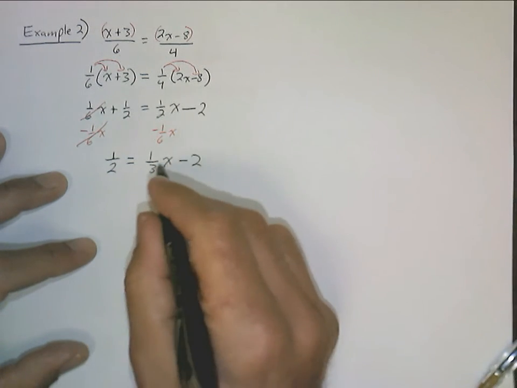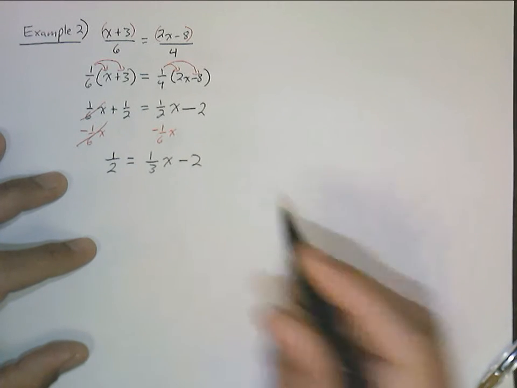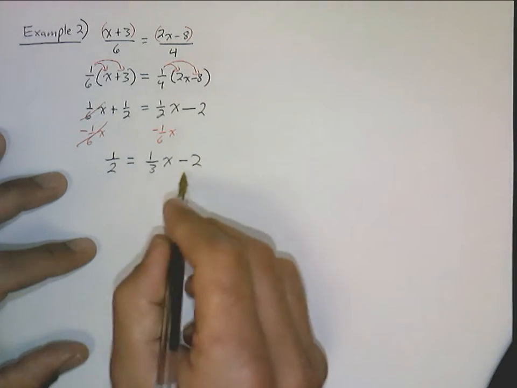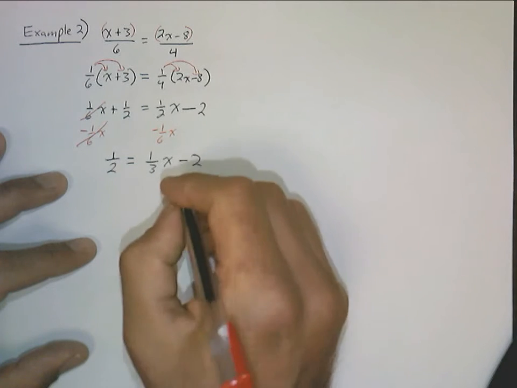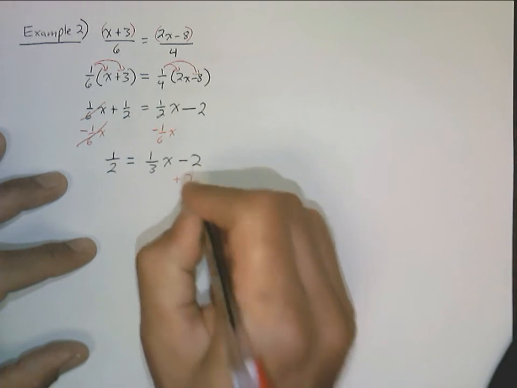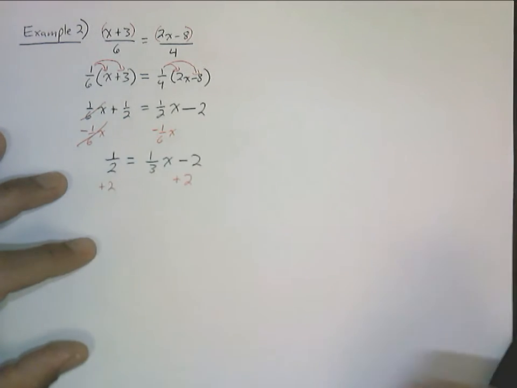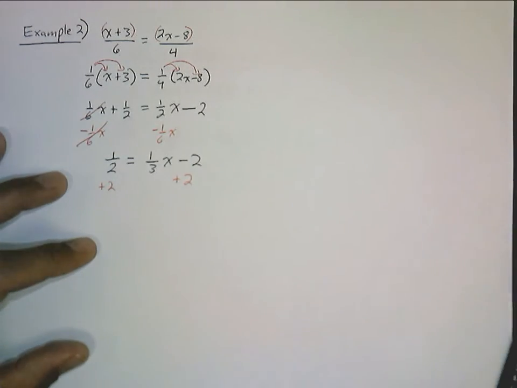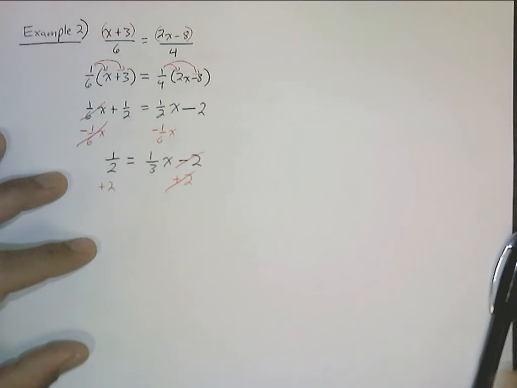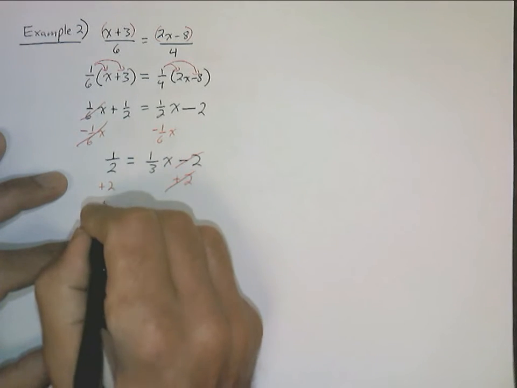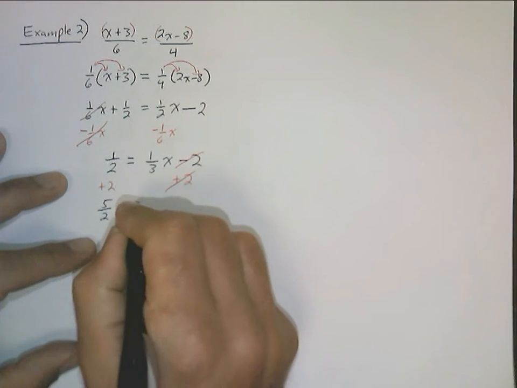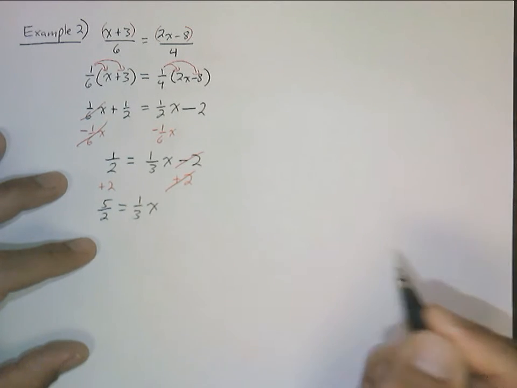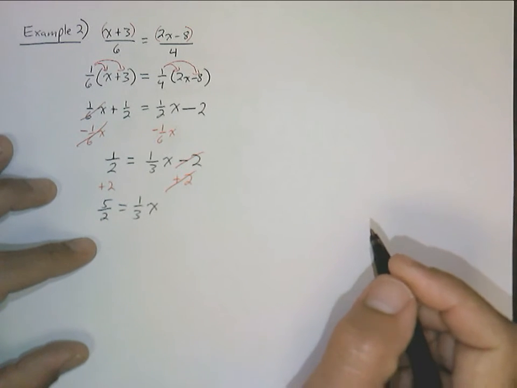And now we just undo what's being done to x here. We undo things in reverse order, so first we've got to get rid of the subtracting 2. We do that by adding 2 to both sides. So these things will cancel out. 1/2 plus 2 is of course 5/2, and that's now equaling 1/3 x.